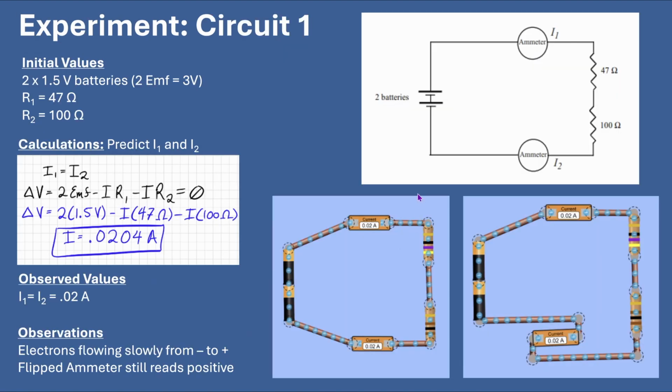Circuit 1. On screen is Circuit 1, comprised of two batteries and two resistors of 47 and 100 ohms respectively. First, the current was predicted using Kirchhoff's rules and assuming zero wire resistance to get that I1 and I2 both approximately 0.02 amperes, which was then confirmed using the PhET model. Reversing the ammeter did not change the magnitude of the current reading.